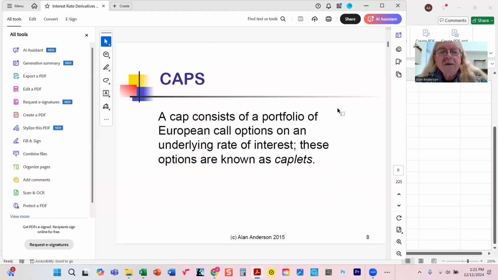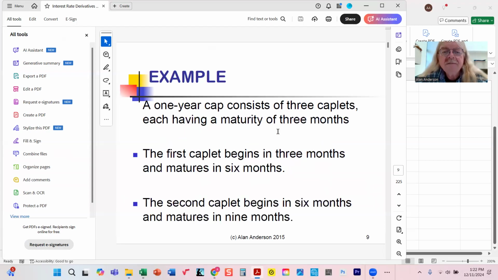All right, so let's start at the beginning with caps. A cap is a portfolio. Typically, it has at least two caplets in it. And the reason for that is because in many cases, an organization may be exposed to interest rate risk on a recurring basis. Not just once, but maybe every 3 months or every 6 months. So it makes sense to protect yourself from that risk as far ahead as you can. So you might need, let's say, protection every 3 months for the next year. And then you would set up a cap, which consists of these individual caplets.